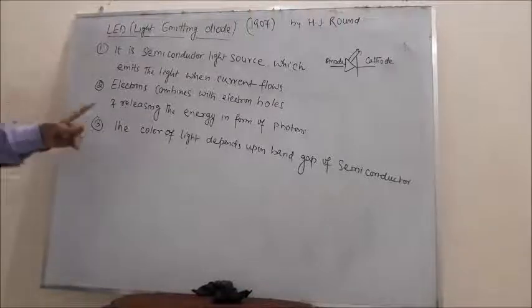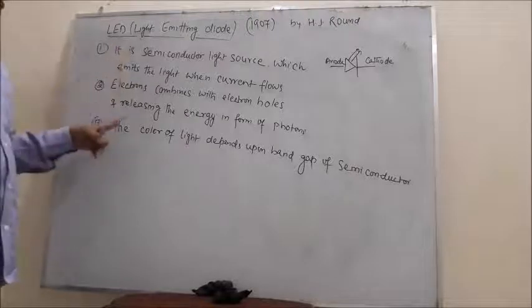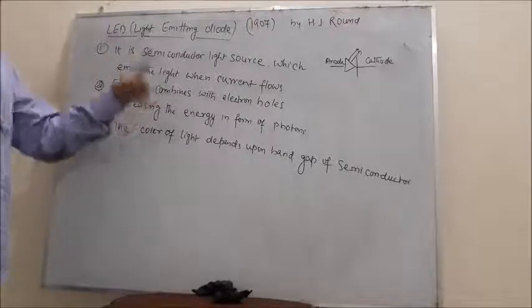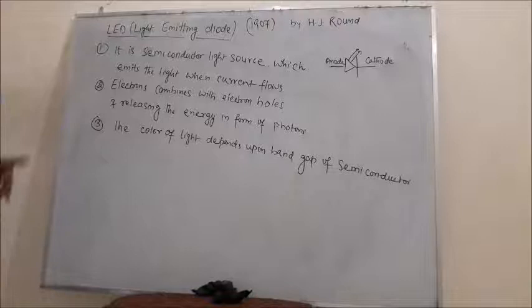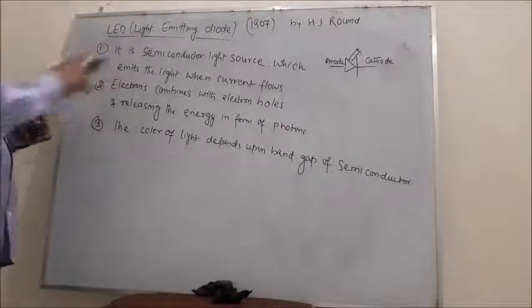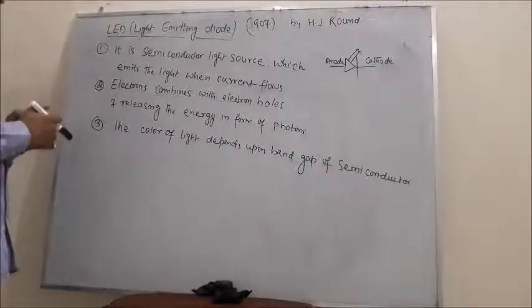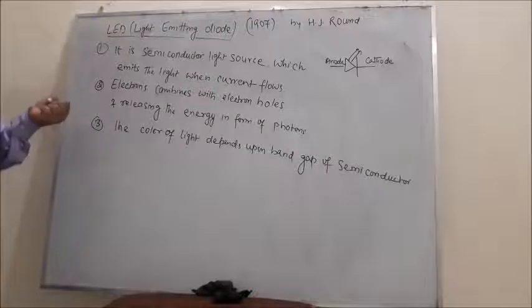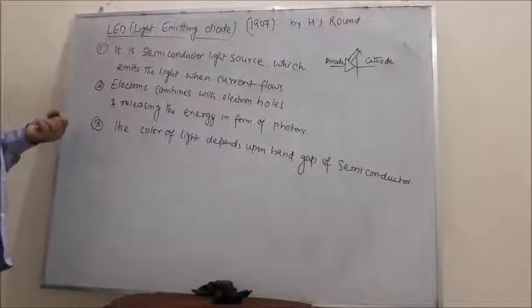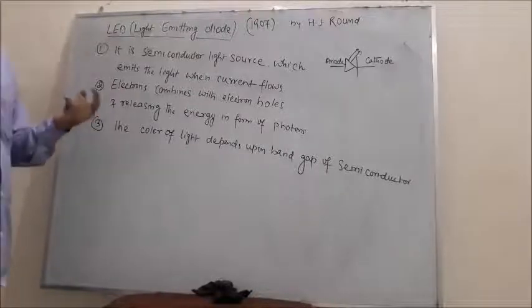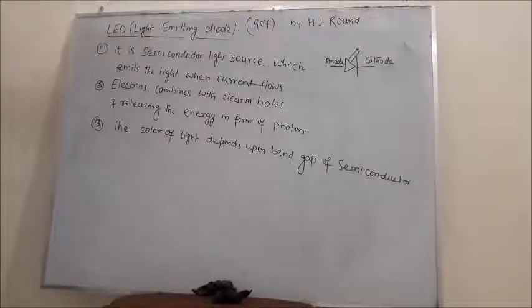So electrons in semiconductor recombine with the electron holes, and when electrons recombine with electron holes, then it releases the energy, and that energy is in the form of photons, right?